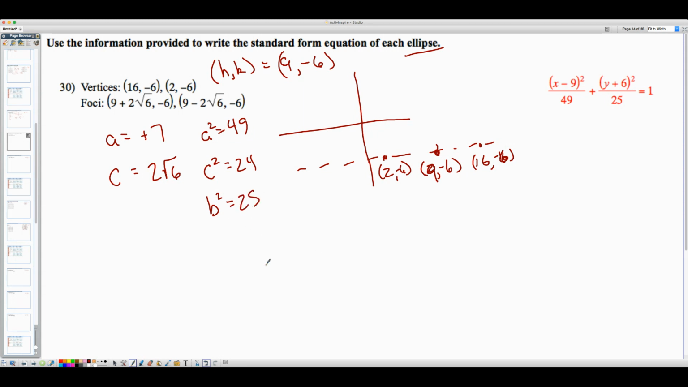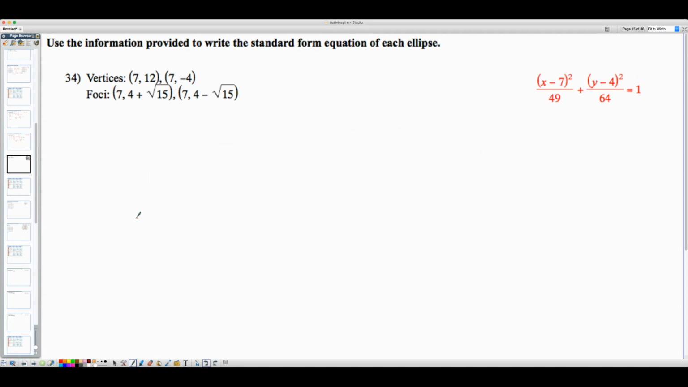And when I write the equation, I get x minus 9, this is my center, and this is going to be squared, and I'll have a plus sign because it's an ellipse, and y plus 6 squared, and it's all going to equal 1. And underneath the x values, I'll put my a squared value, which is 49, and under this I'll put my b squared value, which is 25.